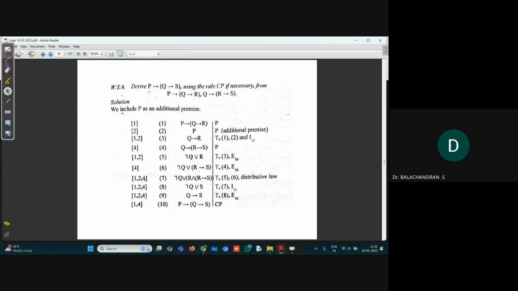So derive P → (Q → S) using the rule CP if necessary from P → (Q → R), Q → (R → S). Okay, so now I'll take the given premises P → (Q → R). The additional premise is P. So now, from P and P → (Q → R), what do we get? Q → R. And then rule P, next Q → (R → S).